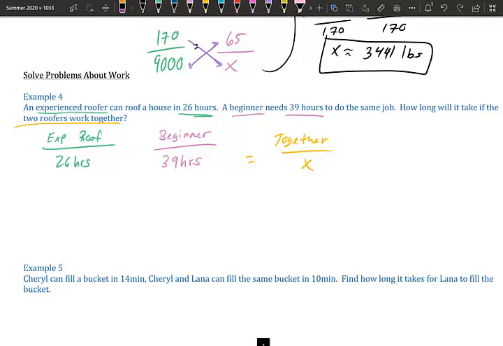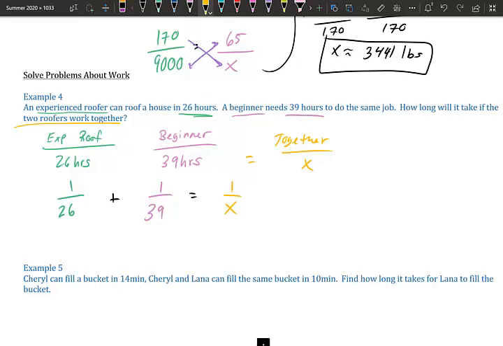I'm the experienced roofer. It takes me 26 hours. That means every hour I finish 1 out of 26 of that time frame, right? So meaning every hour that goes by, I finish another part of the roof because it takes me 26 hours. So every hour I'm doing 1/26 of the job. Then we're going to add that to 1 over 39 hours. And that equals 1 over x. Literally, just flip it or just put a 1 on top. That's it. Now we're going to add.